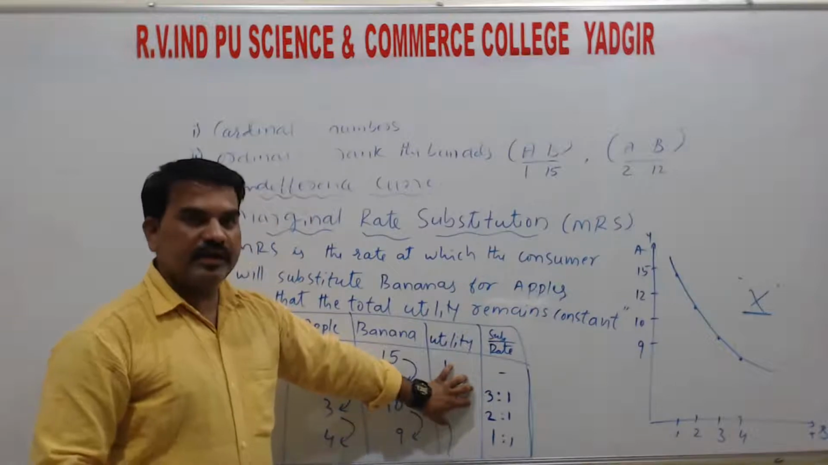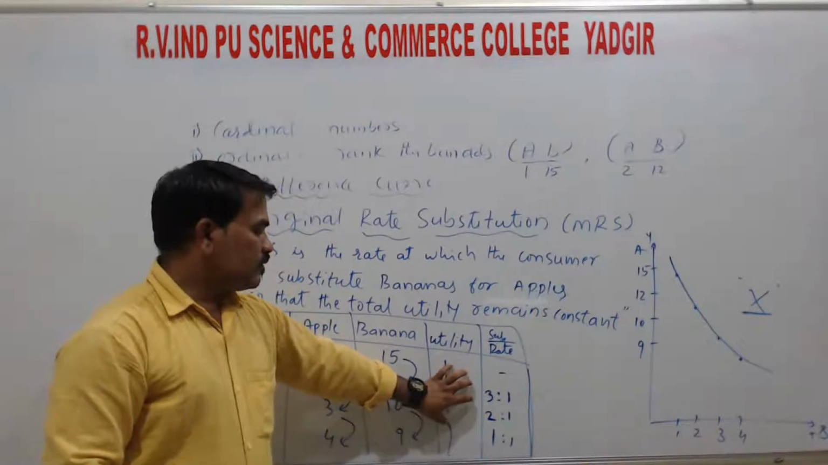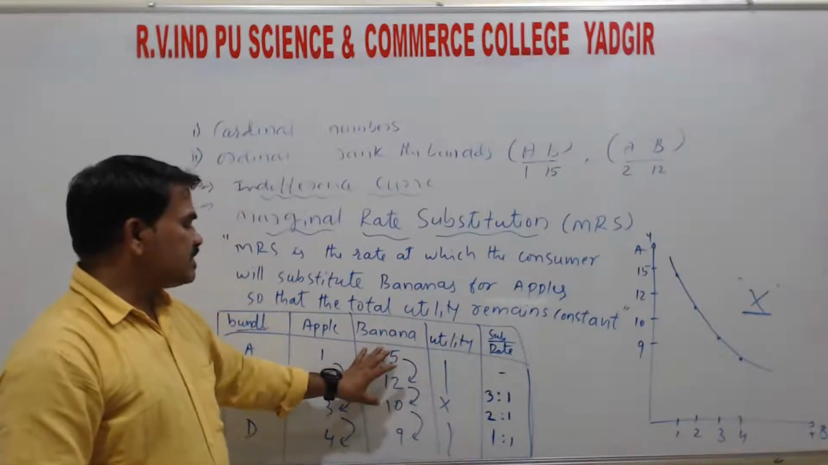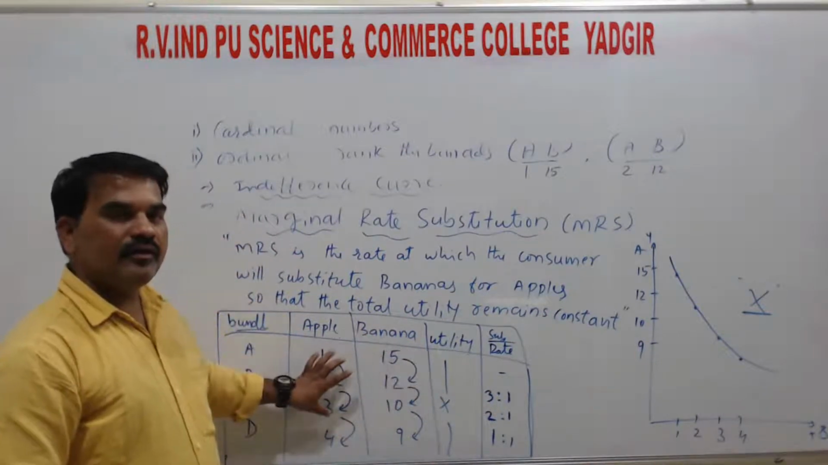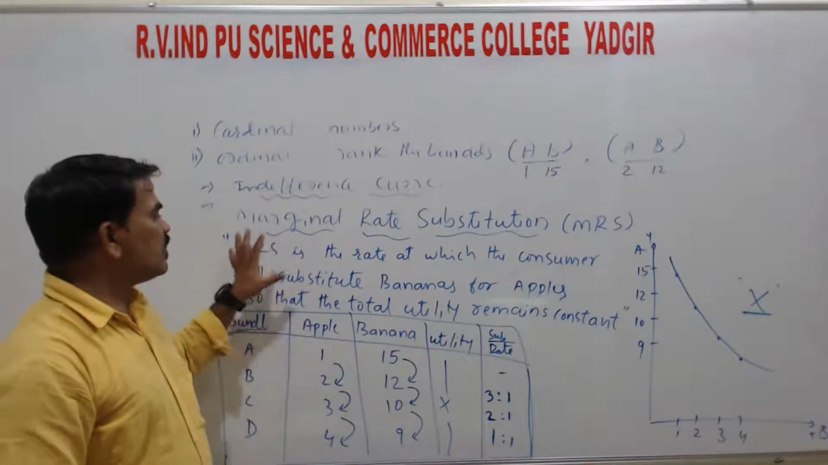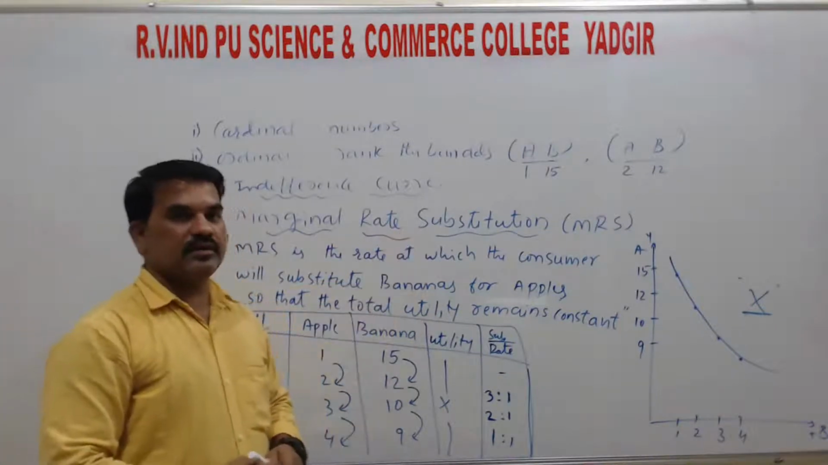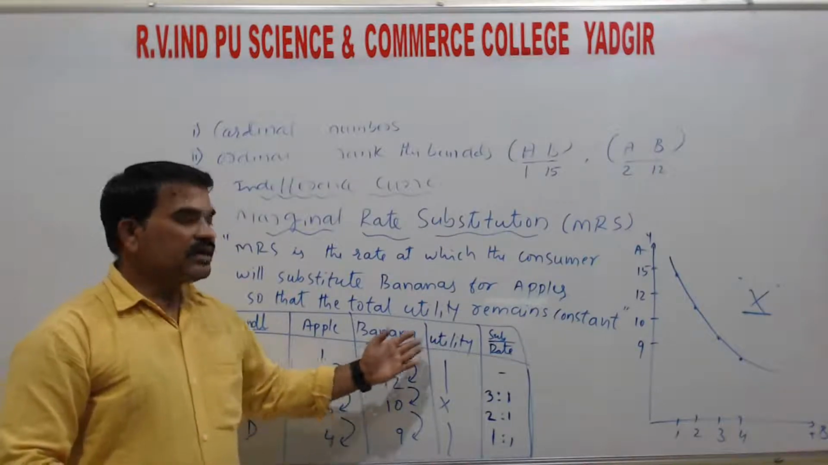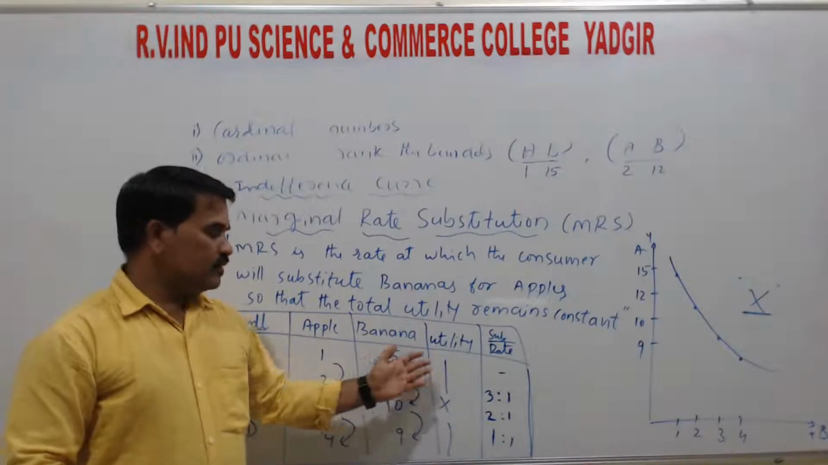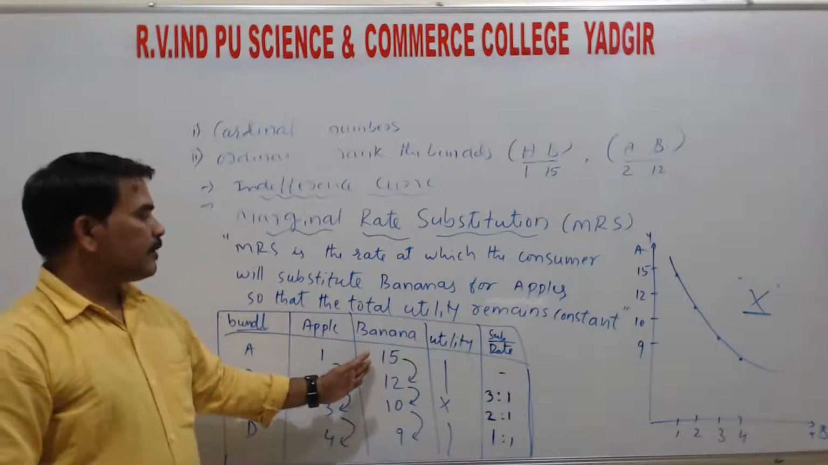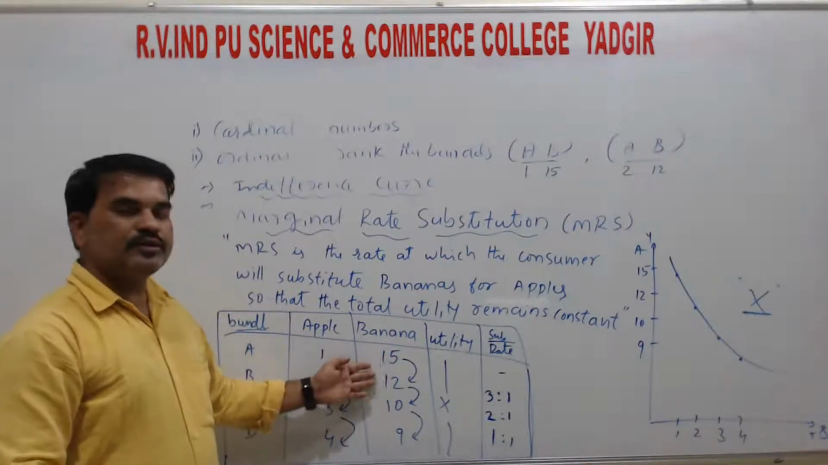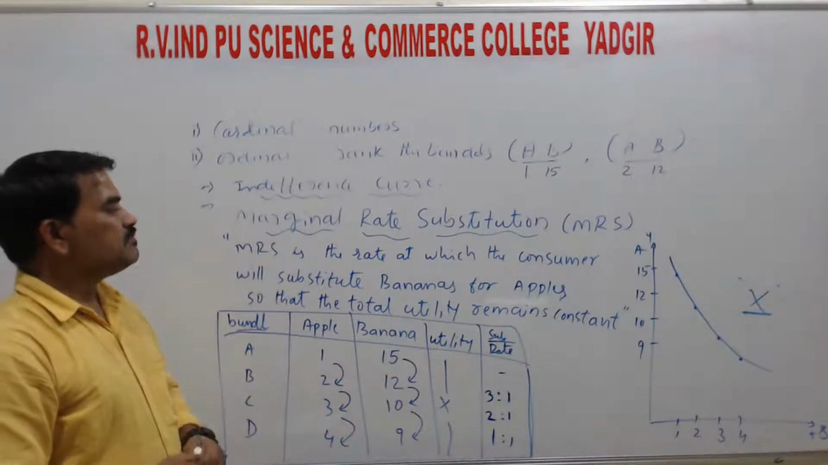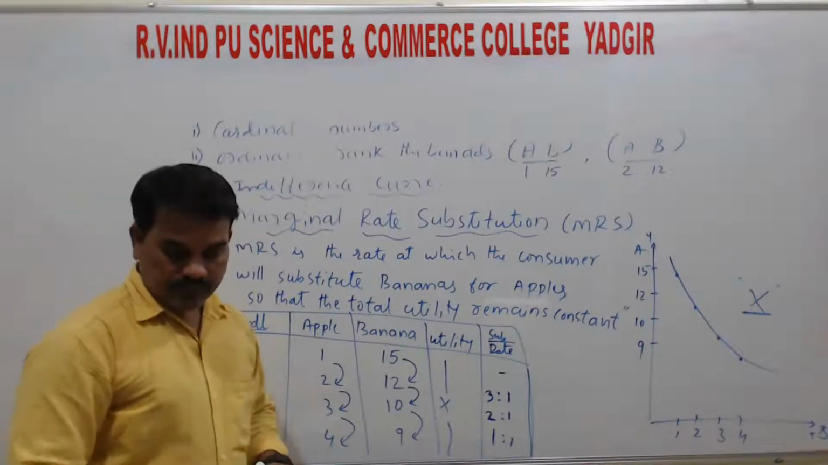So, again we are keeping the utility constant. Keeping this in mind, at what rate is he substituting banana for additional apples? This we call marginal rate of substitution. कुछ पाने के लिए कुछ खोना पड़ता है, correct? So कितना खो रहा है? What is the rate he is sacrificing here? What is the substitution rate to get this apple? So that is marginal rate of substitution.